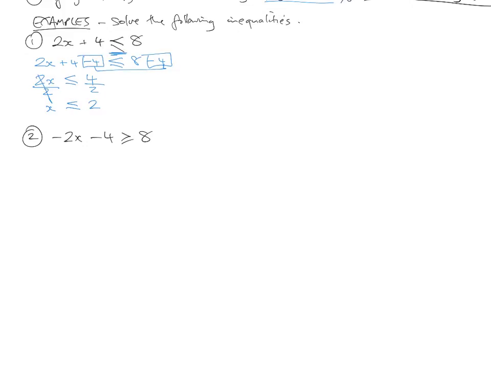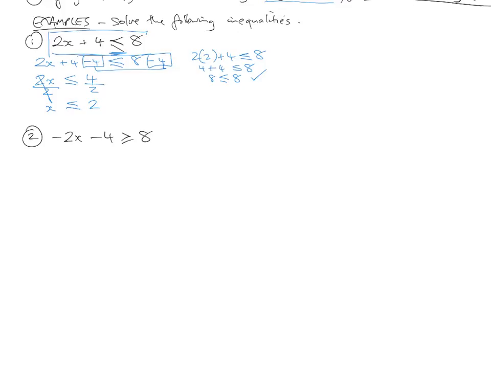Okay? So let's check that this is true. We're saying the solution to this inequality, 2x plus 4 is less than or equal to 8, is any number that's less than or equal to 2. So let's try. The biggest number that it can be is 2, because it can be less than or equal to 2. So let's try that. 2 lots of 2 plus 4 is less than or equal to 8. What's 2 times 2? 4, plus 4, less than or equal to 8. Is 8 less than or equal to 8? Yes. So 2 works.